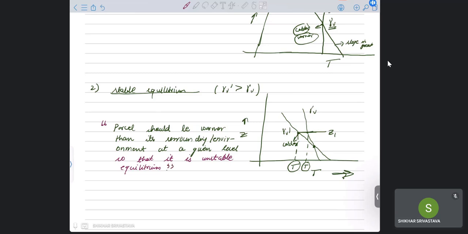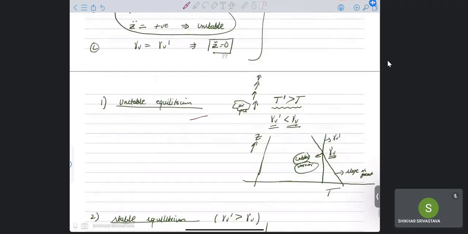So this is very important. At any level, you just compare the temperature of the parcel and the temperature of the environment. If the parcel is at a higher temperature than its environment, it means it will keep on rising. This is the case of unstable equilibrium.